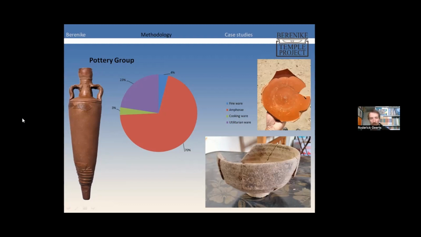That means that most of the ceramics will be fitted into one of these groups. So this is an overview of all the material from the Isis temple. And you can see a pattern that's quite common everywhere in Berenike. Amphorae are the largest group, and other groups are less present, but we'll see more of that later. So the next stage is the stage of fabric.